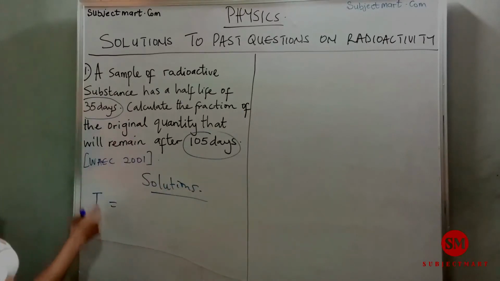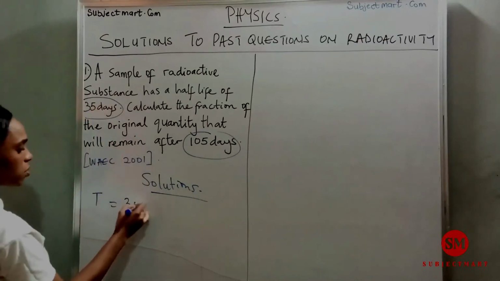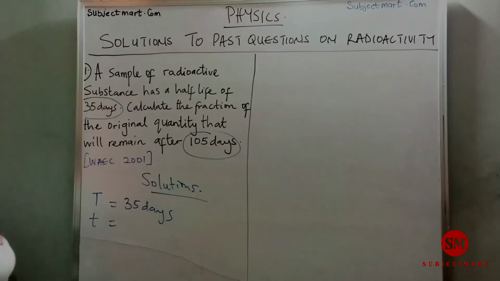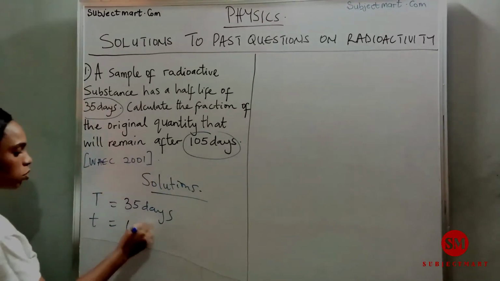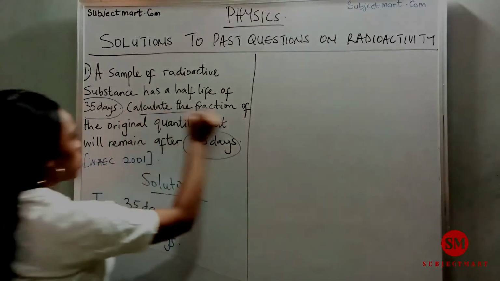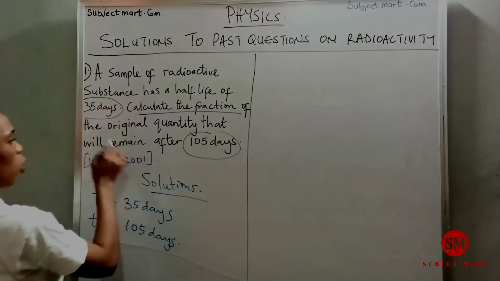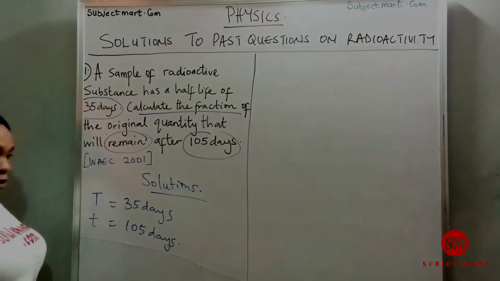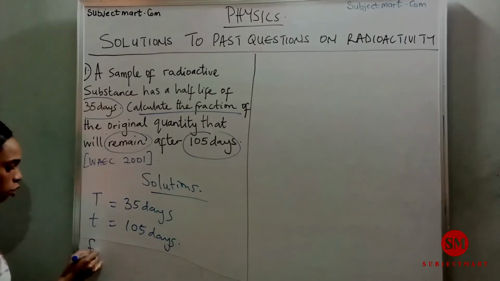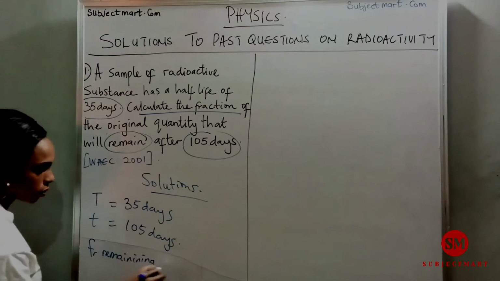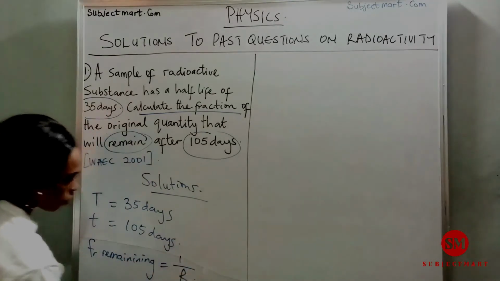The capital T is the half-life, which is 35 days. The small t is the time taken, which is 105 days. So from this question, we are asked to calculate the fraction of the original quantity remaining, the fraction remaining. And from our formula, if you watch the previous video, fraction remaining is equal to 1 over R.